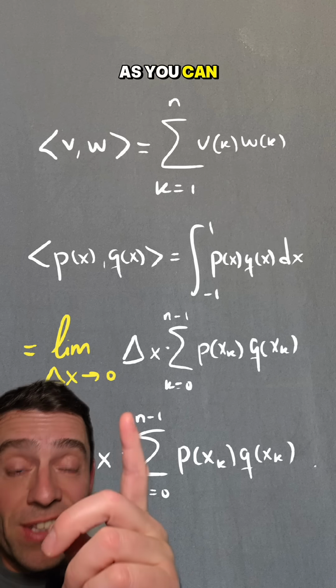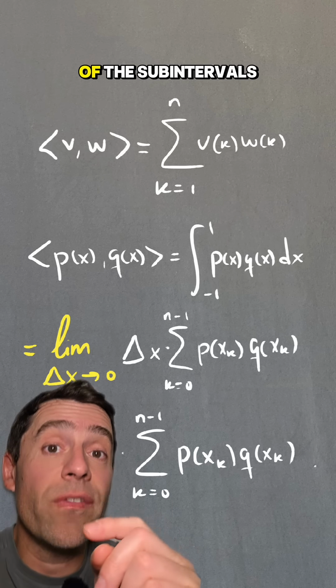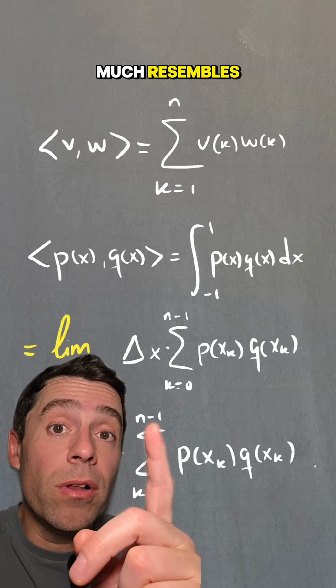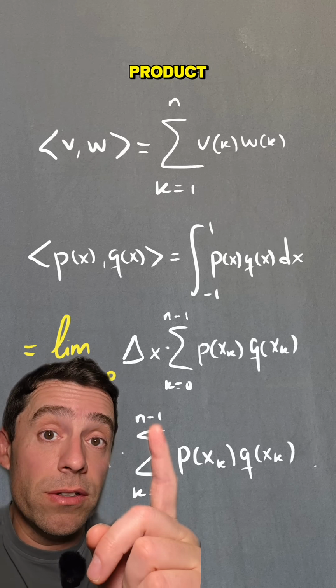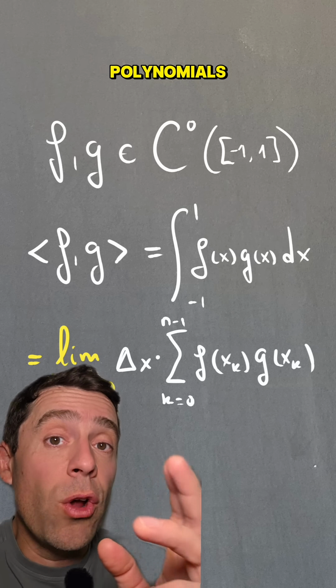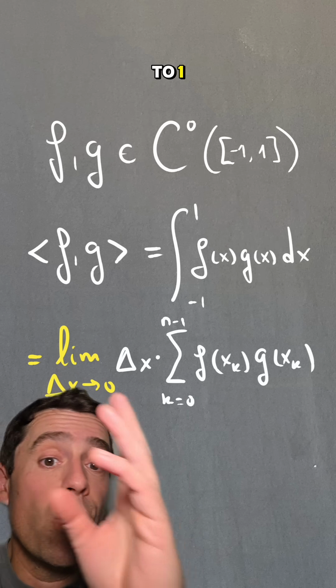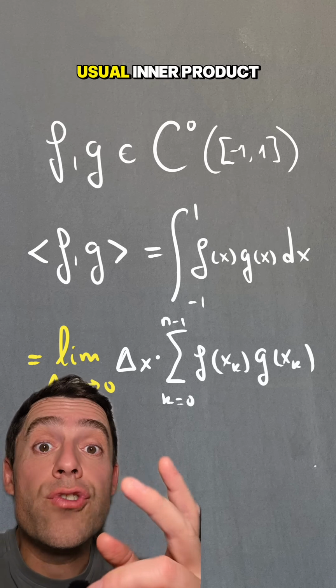And as you can see, that is defined as a limit of Riemann sums as the length of the subintervals goes to 0, and that very much resembles a discrete version of the dot product. And this not only works for polynomials, it works for any continuous function in the interval from -1 to 1, where we can define the inner product in the same way, and it's a generalization of the usual inner product.